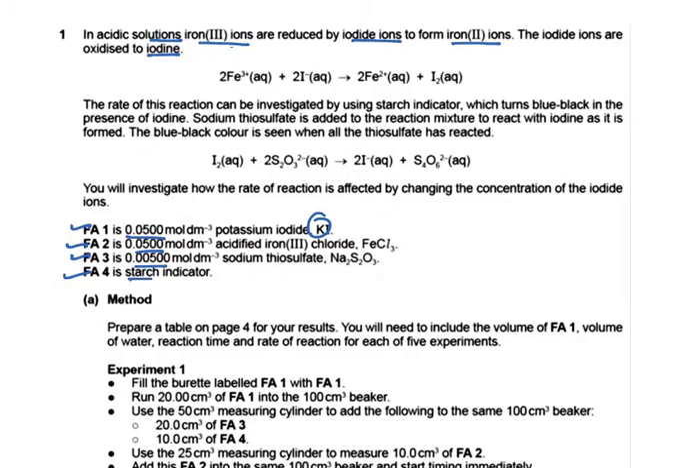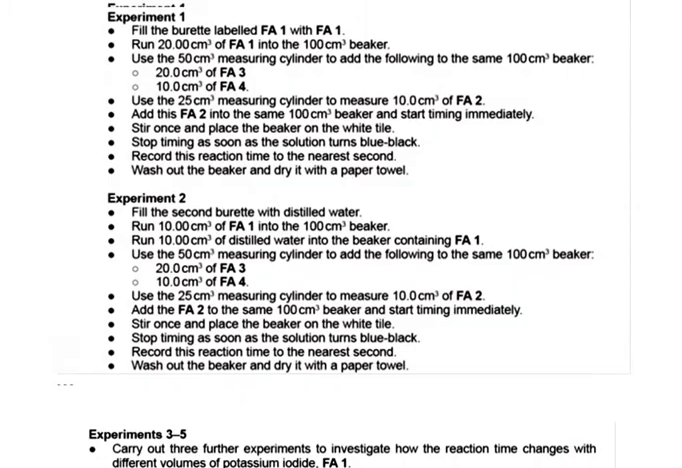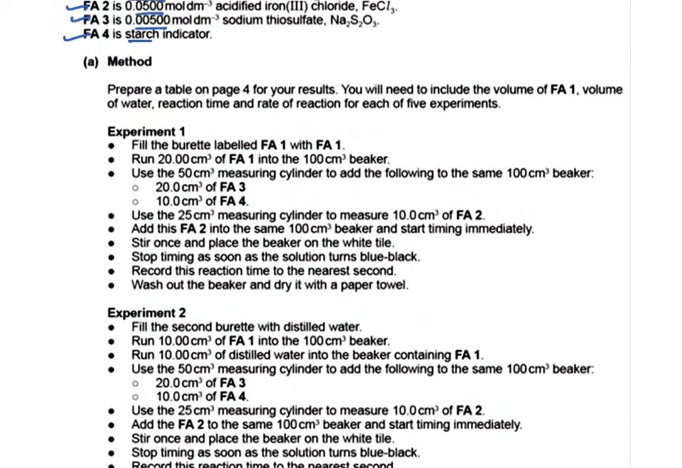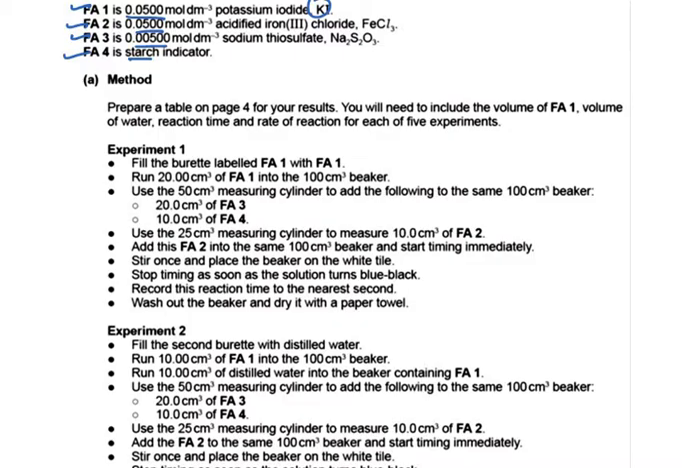Now here we have a very long procedure. Based on this, I had performed the practical and had taken the readings which I'll be giving you now. So here is the method which you can read again, pause the video, and understand the whole procedure, where we have mixed all these Fa1, Fa2, Fa3, and with the help of the starch indicator we are measuring the rate of reaction. Here it says to stop the timing as soon as the solution turns blue-black after mixing all the solutions. Now here, what are we changing? I'll brief you in short.